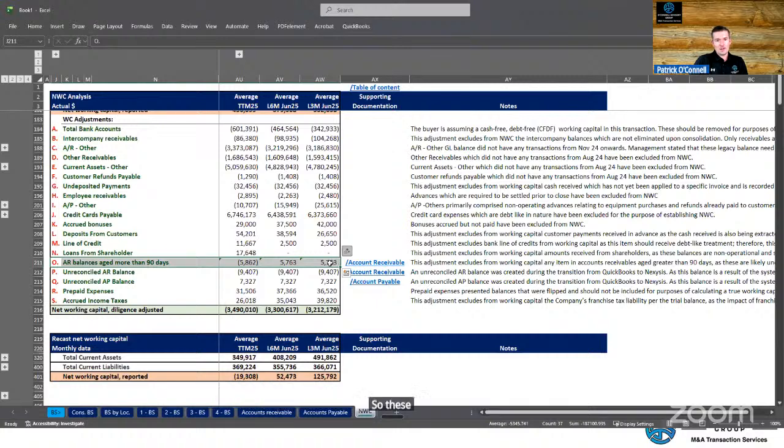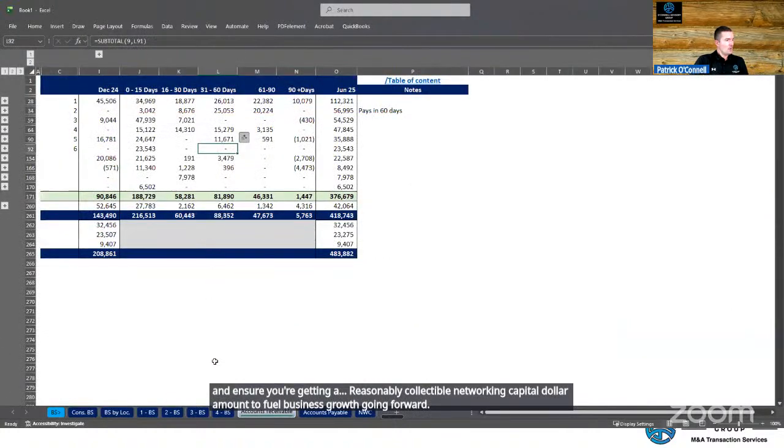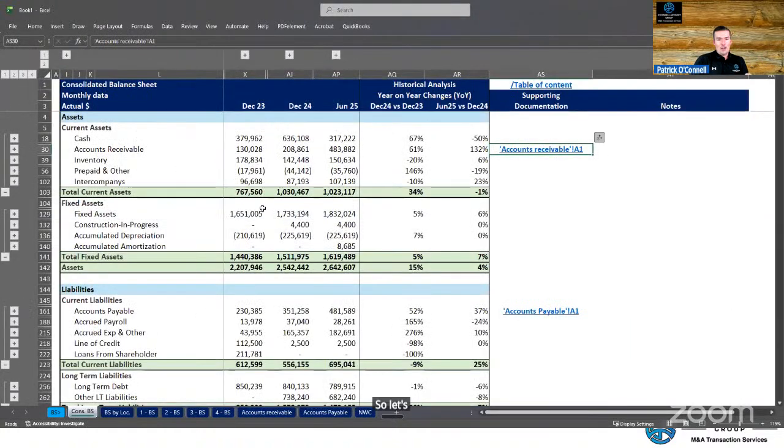So these amounts were identified and they were excluded from working capital based on the AR analysis. This is a dollar for dollar impact. So this is a quick way you can save yourself money and ensure you're getting a reasonably collectible net working capital dollar amount to fuel business growth going forward. So let's flip back over to the balance sheet and we can keep it moving.